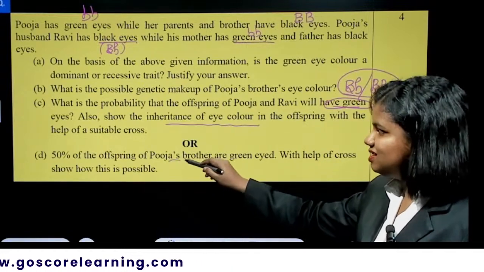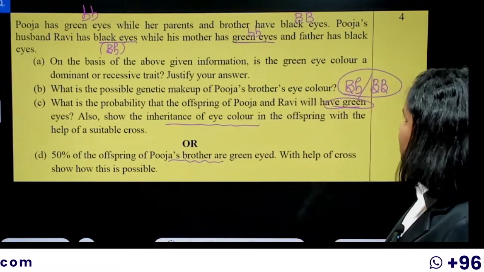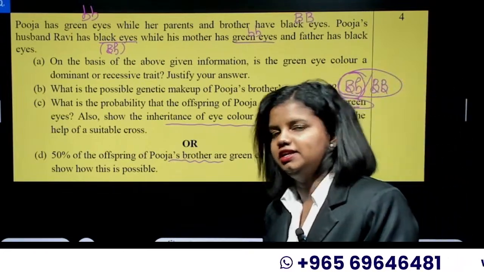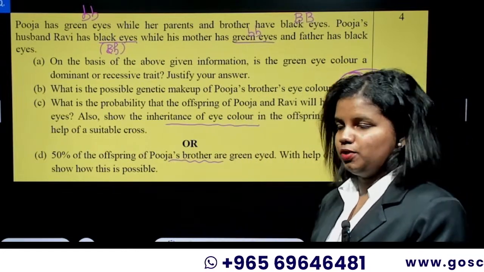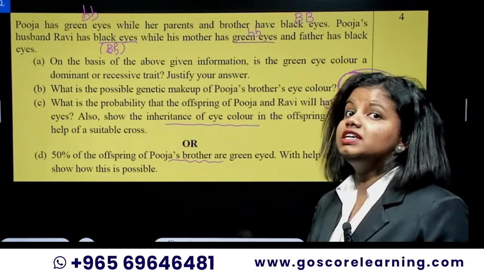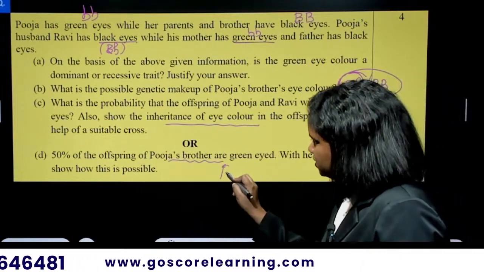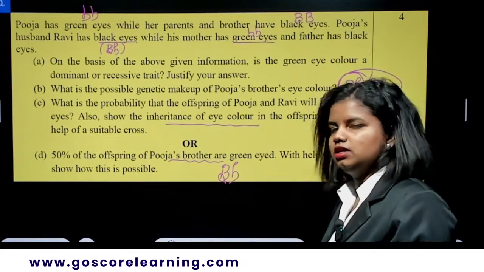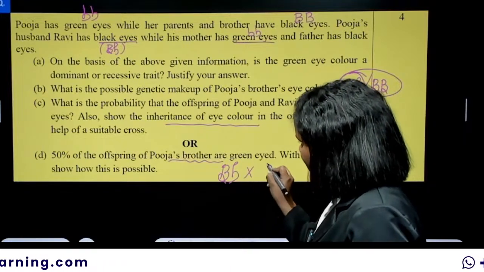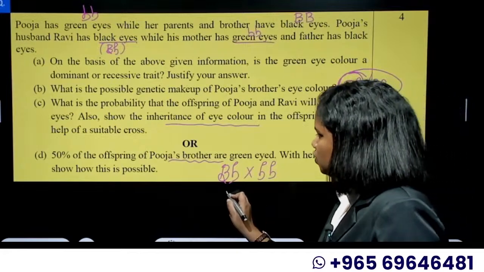If Pooja's brother's babies should get green eye, which is 50%, then definitely Pooja's brother should have at least one small b, right? Only then can he have a probability of 50% offspring if his wife is also of green eye color, right? It would be like this. If this is Pooja's brother's genotype, which is black eye, and then the wife is small b, then the cross would be easy, right?